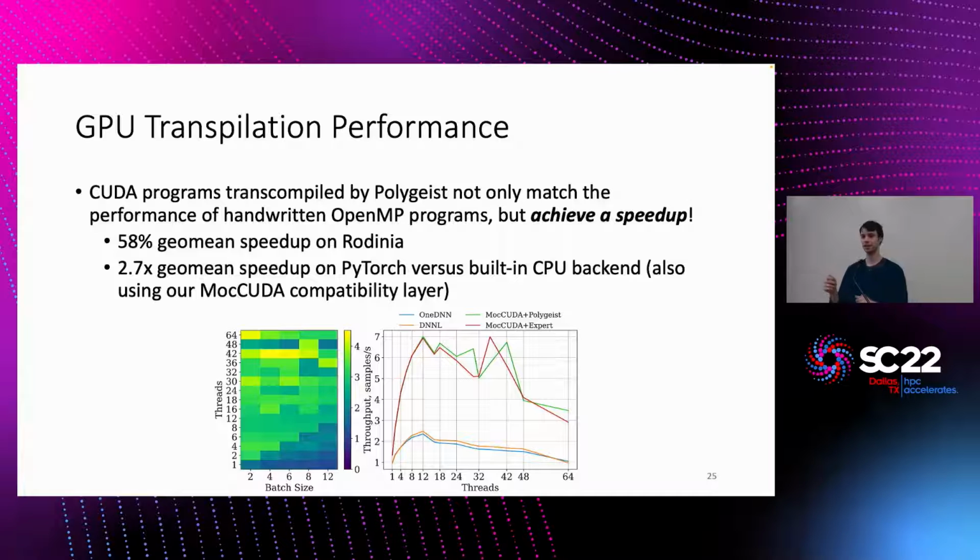And it actually turns out that we don't just match that performance, but we actually beat those existing CPU backends. In particular, on the Rodinia benchmark suite, we get a 58% geomean speedup over that expert-written CPU backend code. And for PyTorch itself on ResNet 50, we get a 2.7x geomean speedup on training.